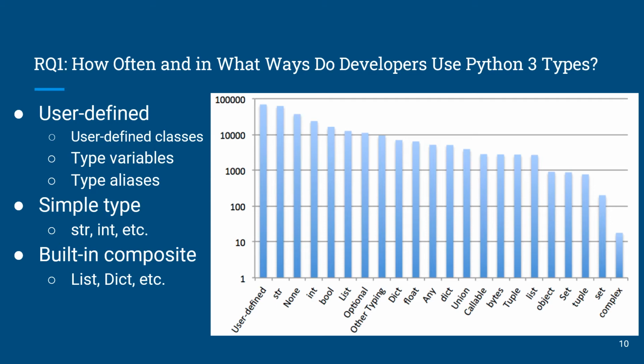User-defined types are hard to further break down into their subcategories because that would require more sophisticated analysis. In the repositories that we examined, we found that developers often use non-local user-defined types as type annotations. We conjecture that this is to improve documentation and readability in the code. The next highest frequencies are simple types: string, integer, and boolean. None and optional are also prominent annotations.